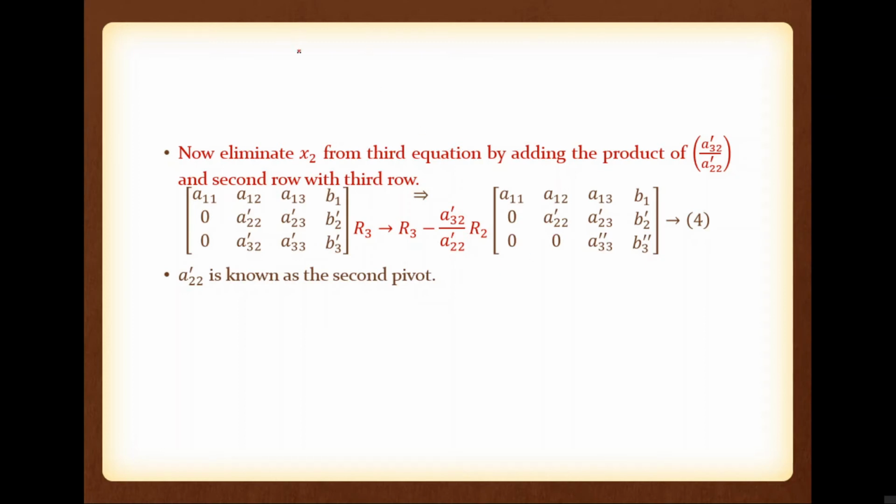In first elimination, what is the denominator? A11. In second elimination, what is the denominator? A22 dash. If you have third elimination, the denominator will be A33 double dash. Like that it will go. So the denominator is always a diagonal element or modified diagonal element. In order to do this row operation, these diagonal elements or modified diagonal elements, that is the pivot, more precisely, the pivot must not be 0. Why? If it is 0, what will happen?